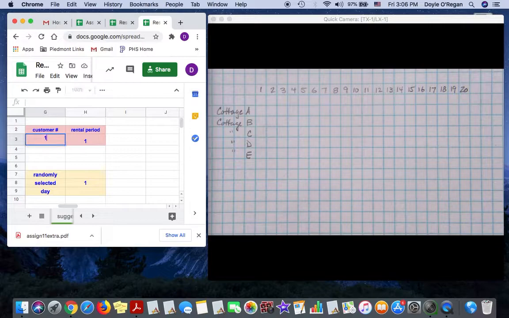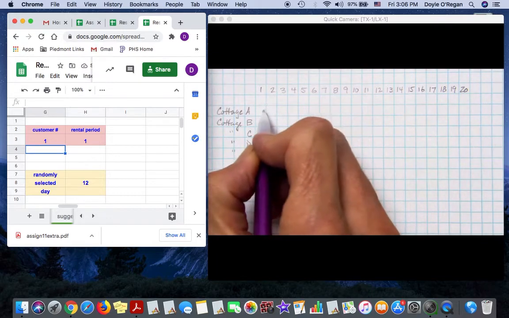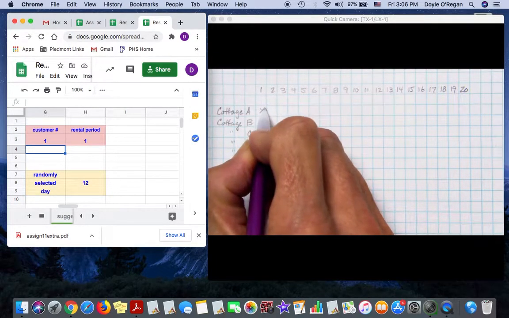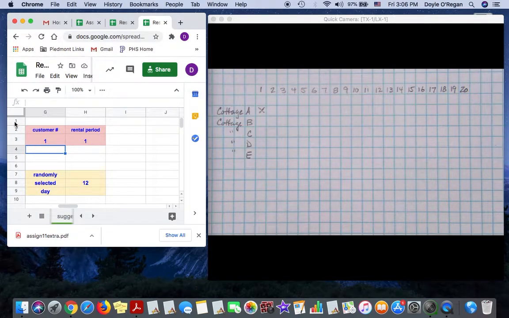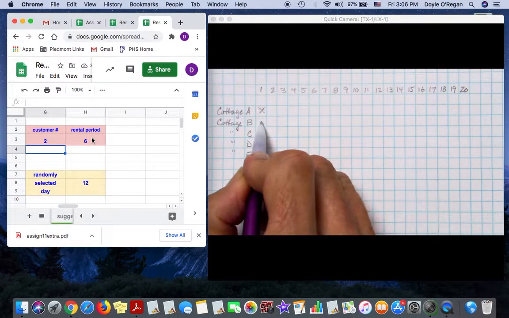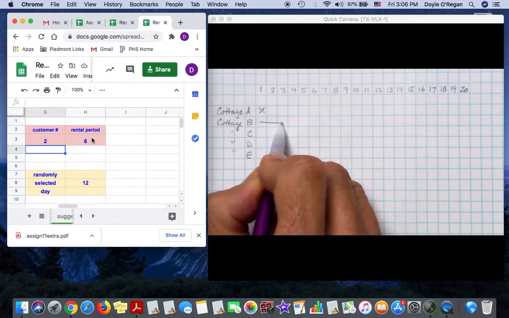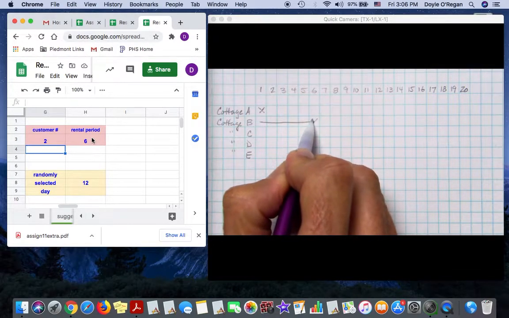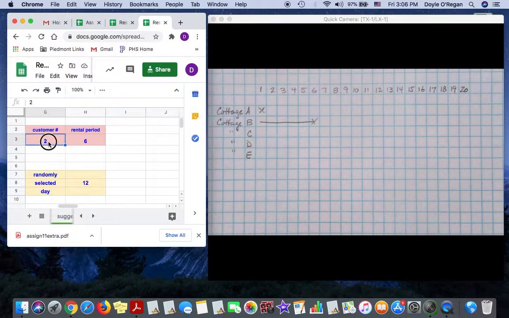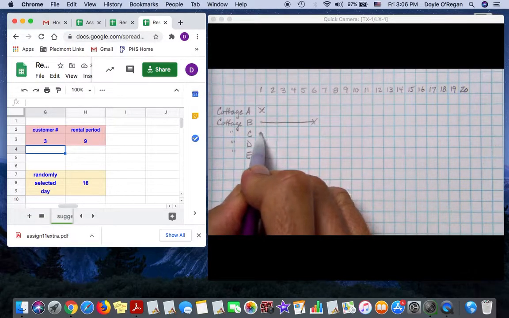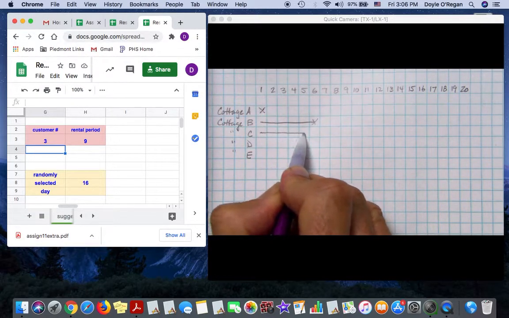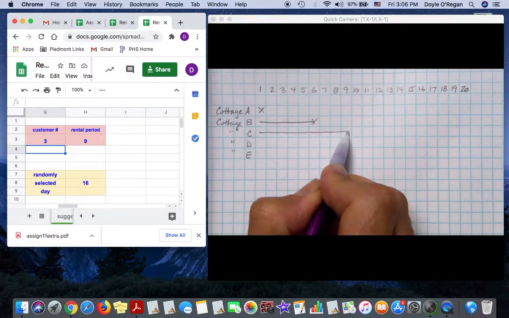I'm going to type in customer 1, and this tells me that customer was a 1-day rental period. So I'm going to put them in cottage A for just 1 day. And then I'll put customer number 2, and that person wants a 6-day stay. So I'm going to put customer 2 in cottage B for 6 days. 1, 2, 3, 4, 5, 6. I'm just going to take bookings here. My customer number 3 is on a 9-day stay. So I'm going to put them in cottage C for 9 days. 1, 2, 3, 4, 5, 6, 7, 8, 9.